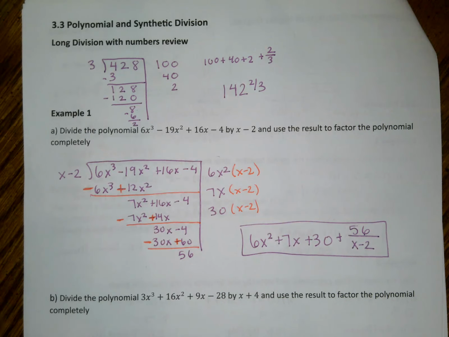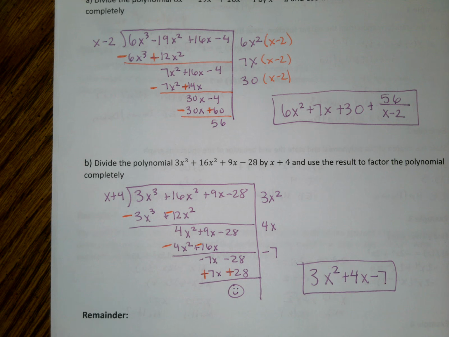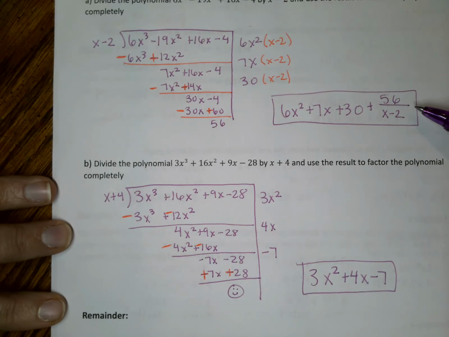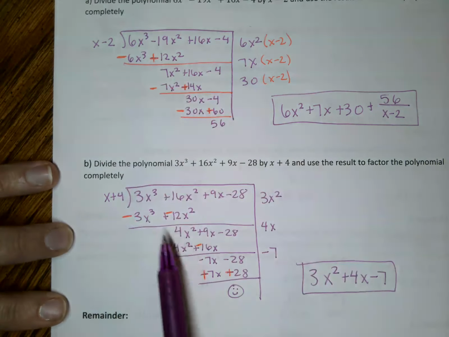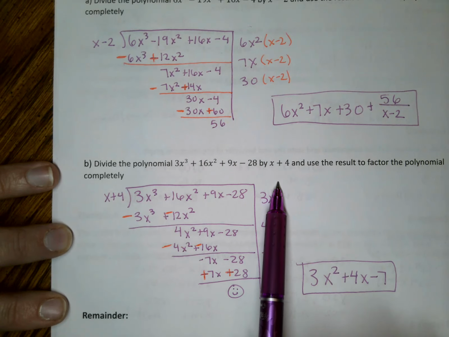I want you to try to solve this second one by yourself. And you should have gotten 3x squared plus 4x minus 7. Now the difference between these: whenever you have a remainder, that means that this polynomial is not a factor. However, with this x plus 4, that means that's a factor of this polynomial.